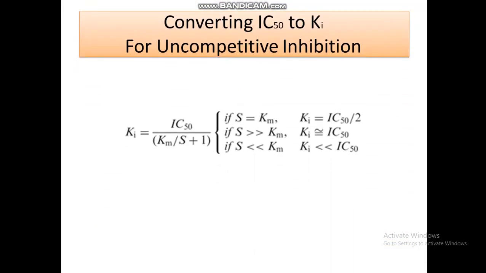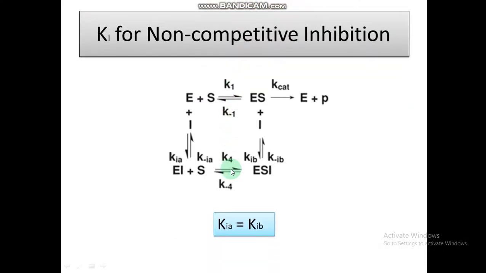For finding the Ki value for uncompetitive enzyme inhibition, we will use the Cheng-Prusoff equation of this type, with the IC50 value and Km divided by S plus 1. Before this, we saw that for competitive inhibition we use S divided by Km plus 1, but here we use Km divided by S plus 1. If the substrate is equal to the Km, again the Ki value will be half of the IC50 value. Here it is opposite: if the substrate concentration is much greater than the Km, then the Ki value will be close to the IC50 value, and if the substrate concentration is very low, then Ki will be much lower than IC50, because the substrate concentration matters in this type of enzyme inhibition.